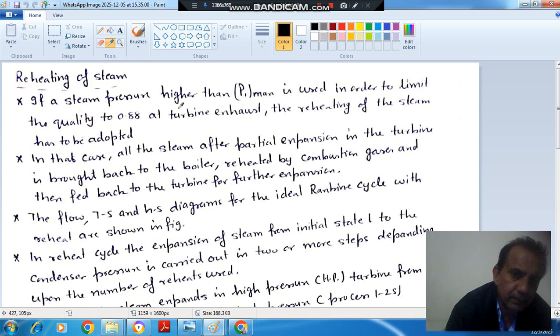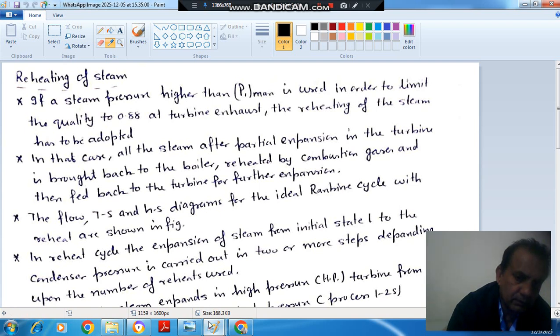First point is, if a steam pressure higher than P1 max is used, in order to limit the quality to 0.88 at the turbine exhaust, the reheating of steam has to be used. So that is the first point: if we want a higher pressure than P1 max that we studied in the last video, then reheating should be used. In that case, all the steam after the partial expansion in the turbine is brought back to the boiler, reheated by the combustion gases, and then fed back to the turbine for further expansion.